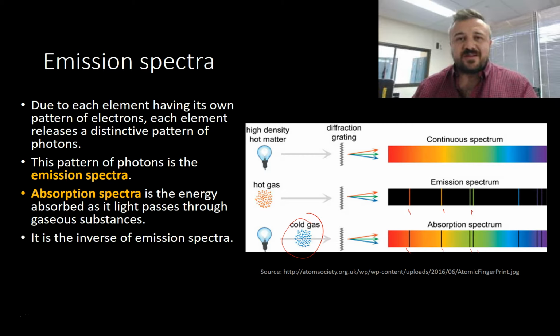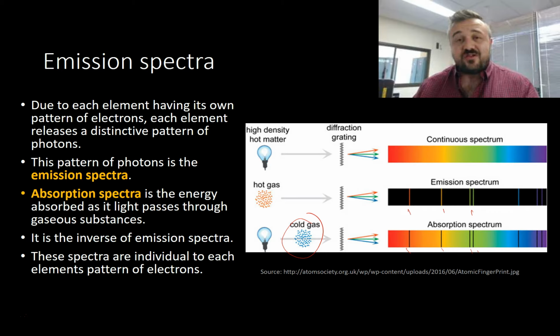This absorption spectra is the inverse of the emission spectra, and we can use these to identify specific elements. As I said, each element has its own particular one. Helium, for example, was first identified using emission spectra as it was coming out of the sun, which is kind of awesome. As I said, these are due to individual patterns of electrons in the elements. Hope that made a lot of sense.